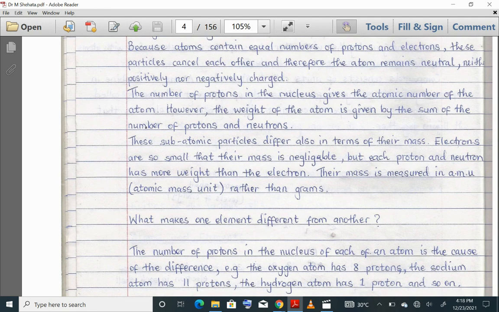Now, whenever we have a neutral atom, remember that if an atom is neutral, then it means that it has an equal number of protons and electrons. Because remember, protons are positively charged, electrons are negatively charged. So what that entails is that if it's to be neutral, then the positive and the negative have to be equal, right? Perhaps you agree with me.